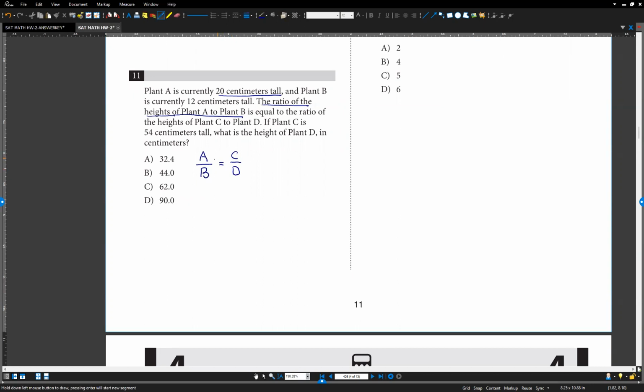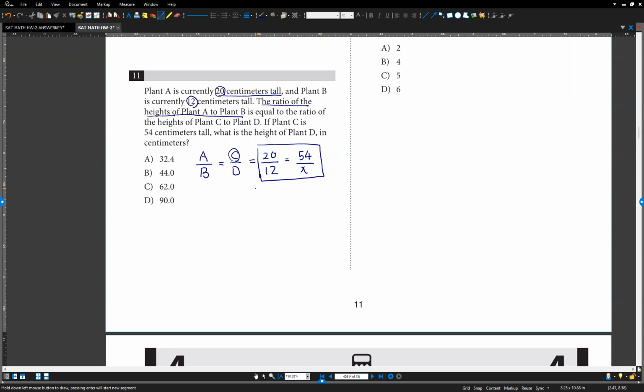But over here, we have two ratios. When A is 20 centimeters, B equals 12, that's the ratio. A to B is 20 over 12, or C to D is also 20 over 12. That's the proportion, right? Same ratio. Now from here, C is 54, so what is the D? I'm going to use D as X. From here, you can find the value of X.